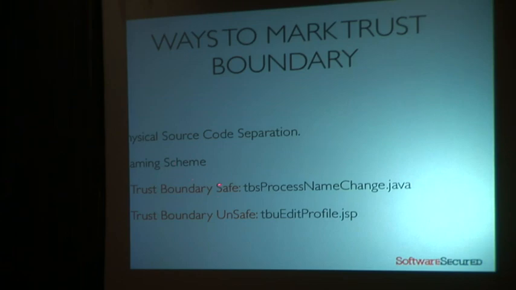Another way may be a naming scheme. For a trust boundary safe naming scheme, for example, name it TBS for trust boundary safe. If it's trust boundary unsafe, name it differently, TBU, for example. Just an example, to have a guide on whether I should be looking closely at this code or not, whether this code is dealing with untrusted data or not.